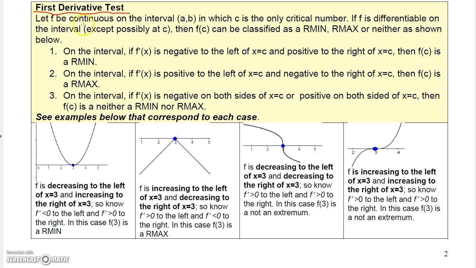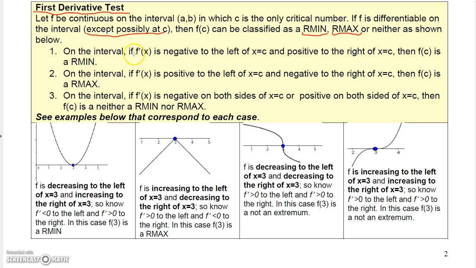Okay, it says let f be continuous. It's got to be continuous over an interval, and where c is the only critical number. If f is differentiable on the interval, except possibly at c, then f of c can be identified as a relative minimum, a relative maximum, or neither, as shown below. So basically, here's what you do.